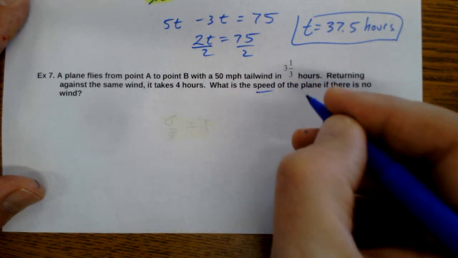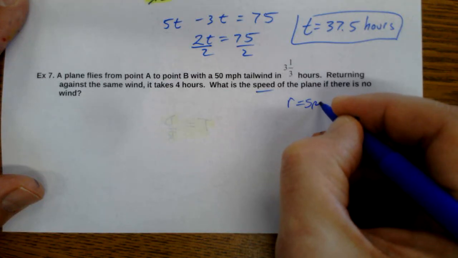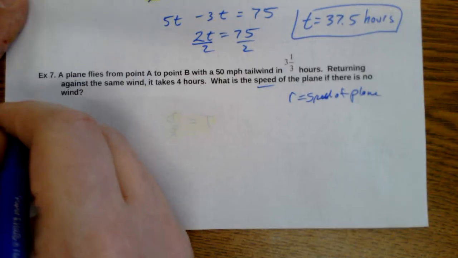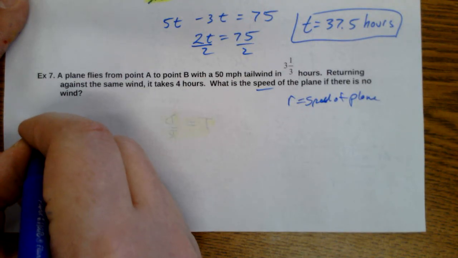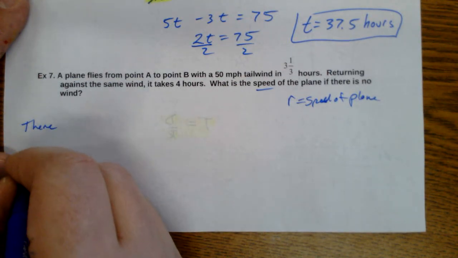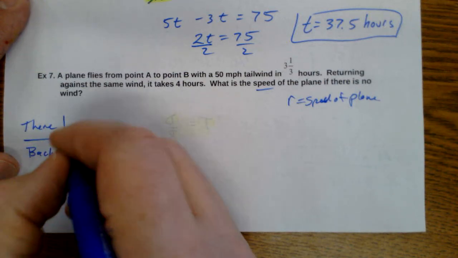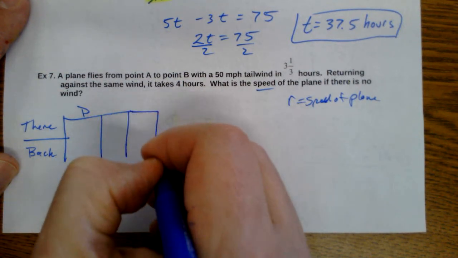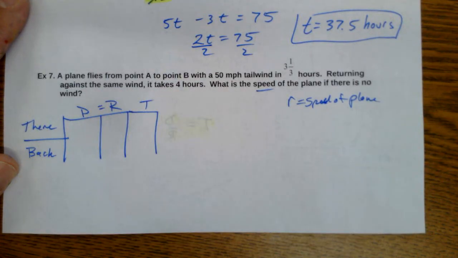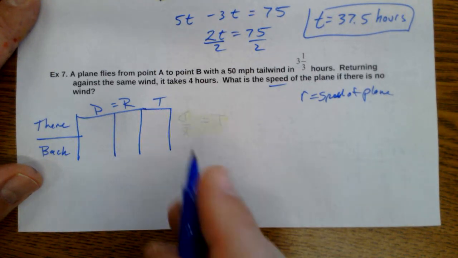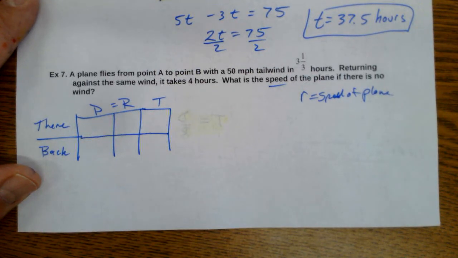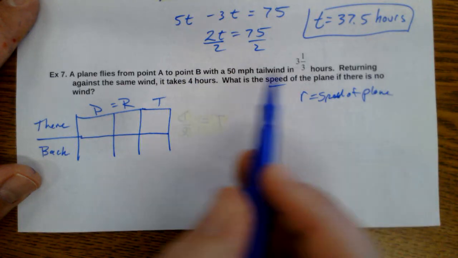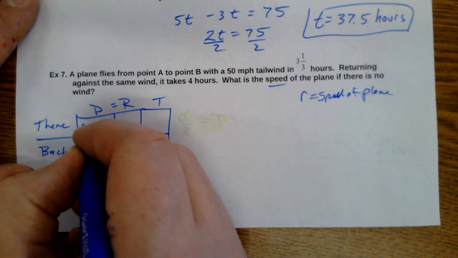So speed, I usually just make it R. Speed of plane. And I'll write this one out. The plane is going from A to B, and then back. And I'll do distance, rate, and time. All right, so a plane flies from A to B and then returns from B to A. So their distances are the same.